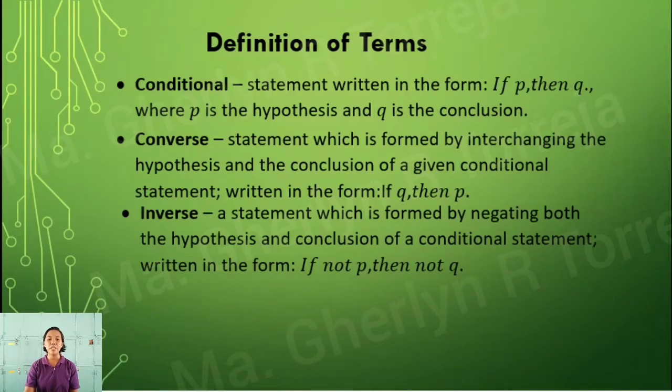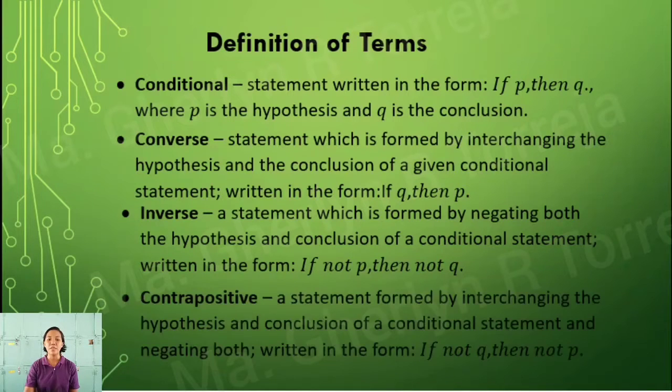When we say inverse, it is a statement which is formed by negating both the hypothesis and the conclusion of a conditional statement. So, it is written in the form if not P, then not Q. The last one, we have the contrapositive. It is a statement formed by interchanging the hypothesis and the conclusion of a conditional statement and negating both. It is written in the form, if not Q, then not P. By the way, when we say negating, it's getting the opposite of the meaning.